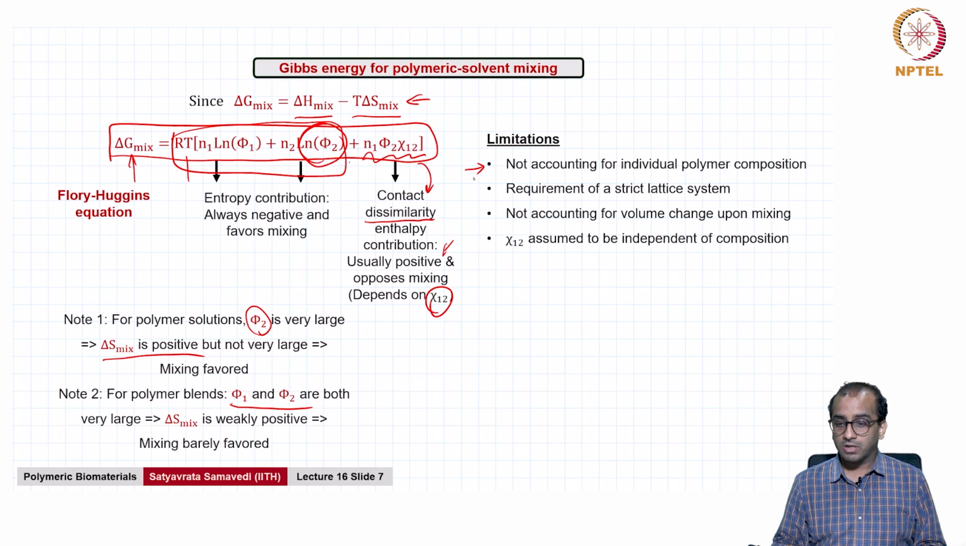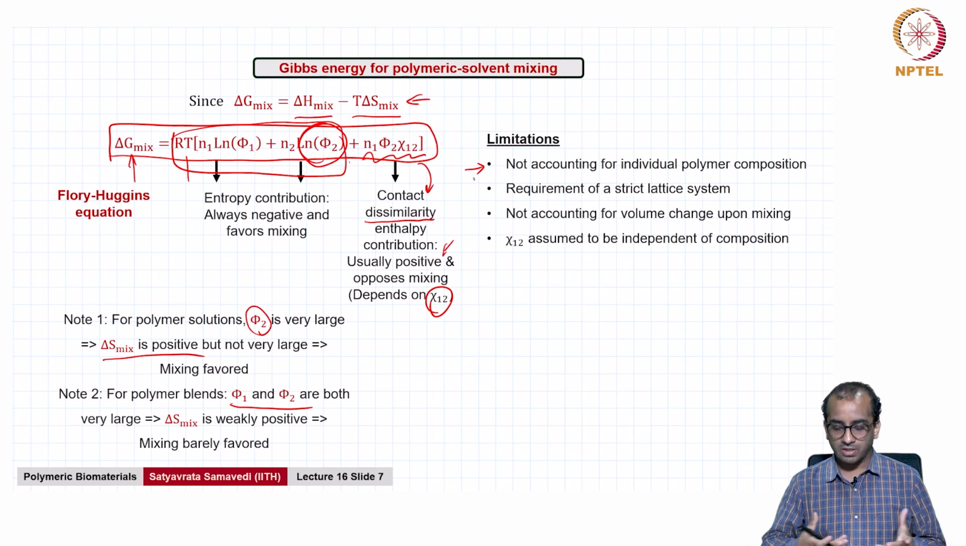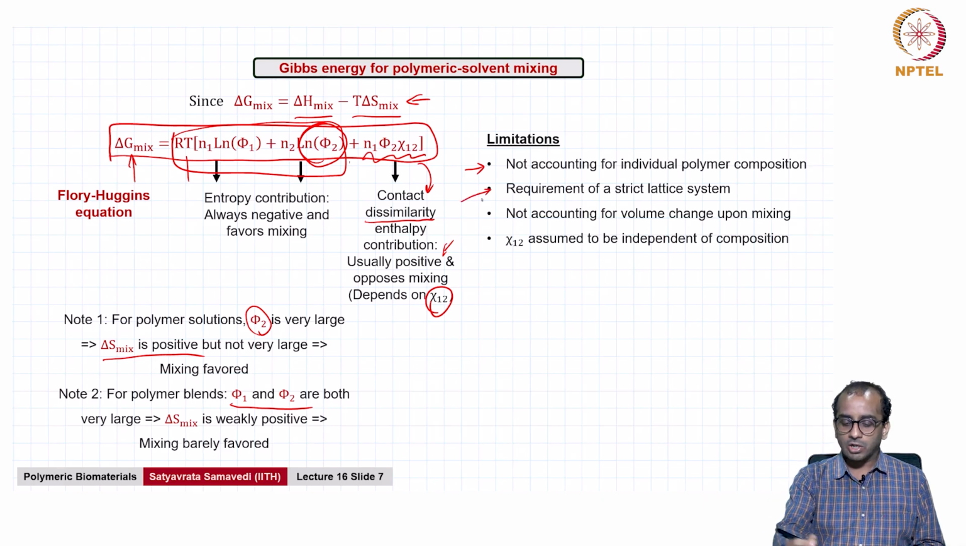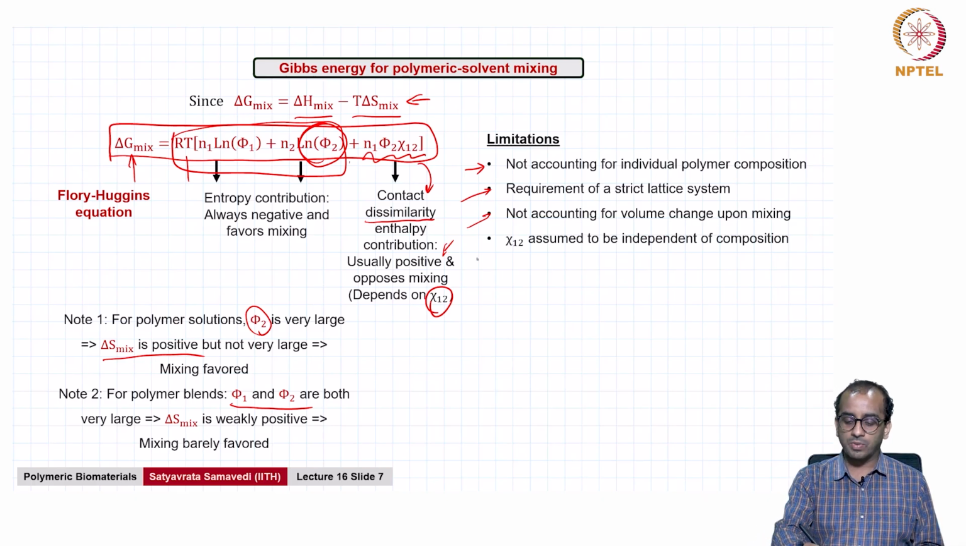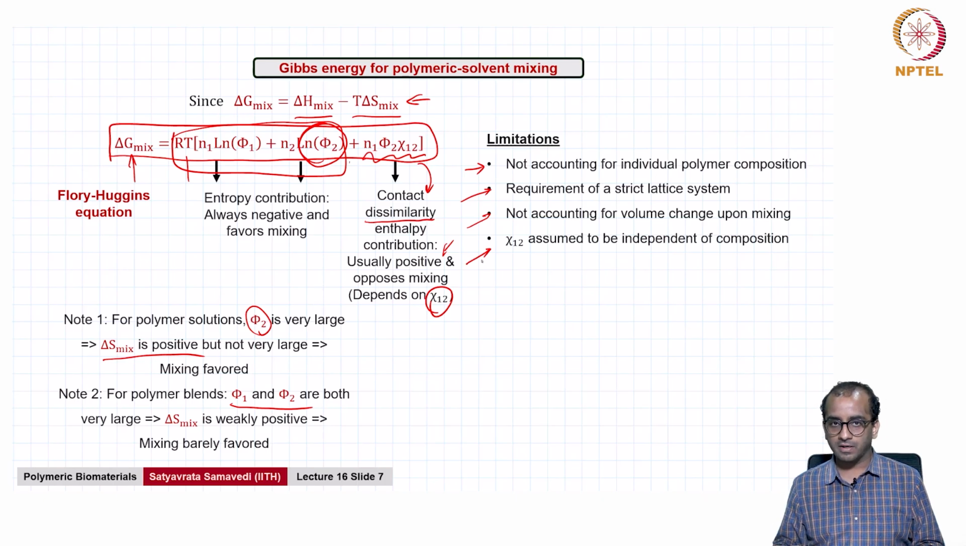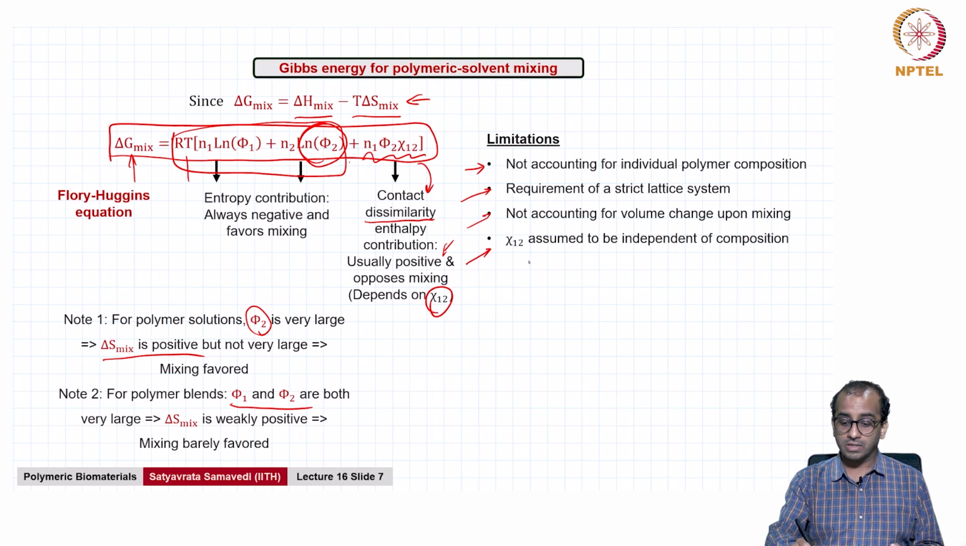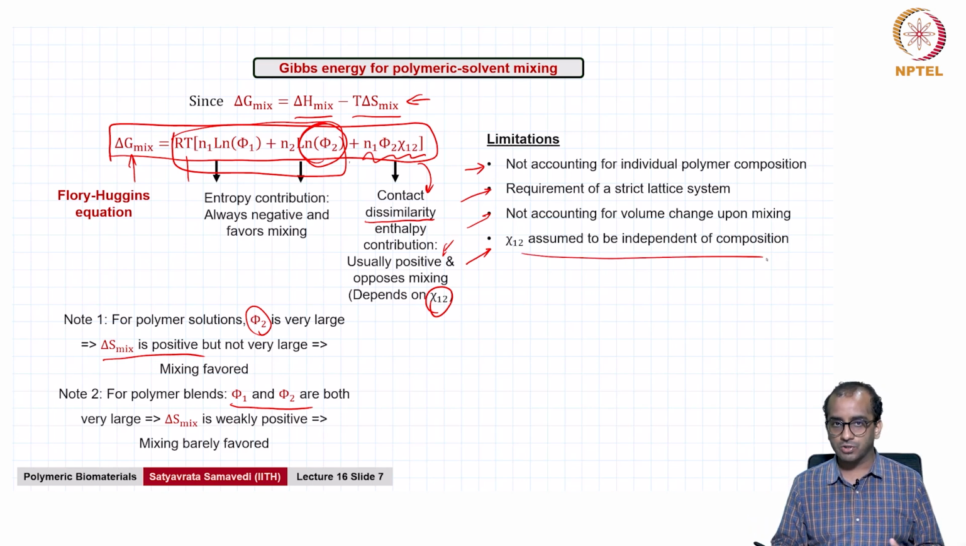So, one is not accounting for individual polymer compositions. That was not accounted for anywhere in this theory that we looked at so far. It has the requirement of a strict lattice system, which is a very idealized system. You will not have that kind of a system or an arrangement in real life. This is another major limitation. Flory-Huggins does not account for volume changes upon mixing. And the last one is, while the Chi parameter subsumes some of the factors that we saw earlier, it is assumed to be independent of composition, which is also a limitation of the Flory-Huggins theory.